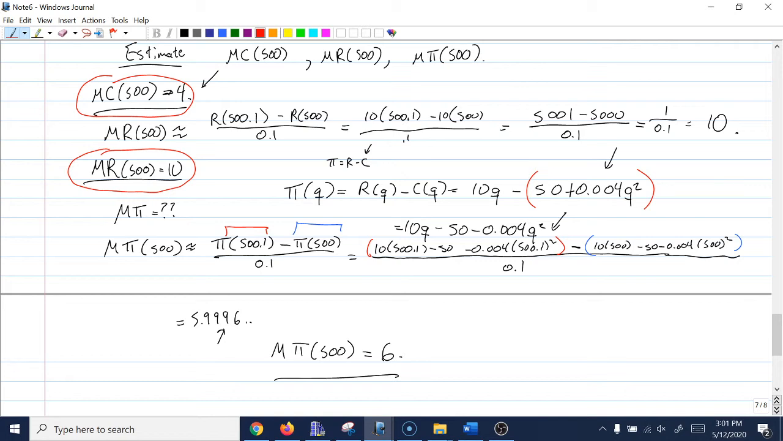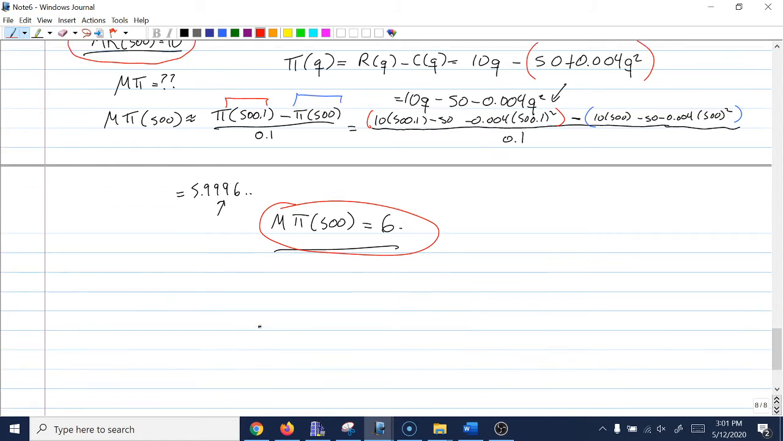If I get $10 and it cost me $4, then my profit on doing that action was $6. The marginal profit does equal the marginal revenue minus the marginal cost. Profit equals revenue minus cost. This is connected to the rule that marginal profit equals marginal revenue minus marginal cost.